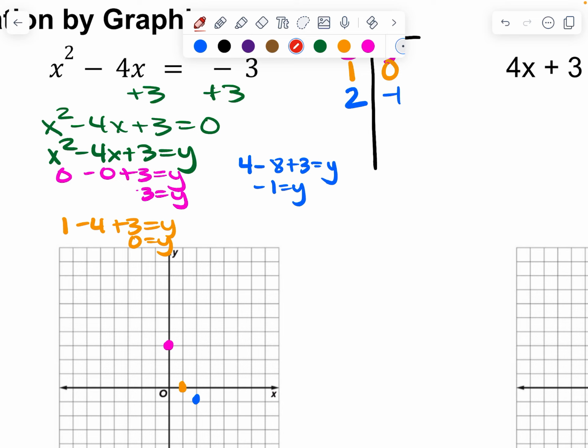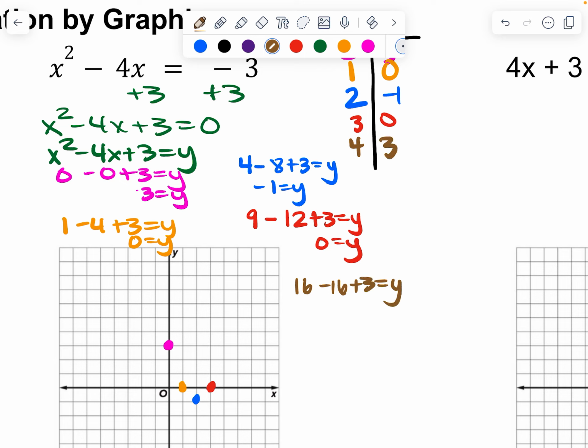We'll do red. I'll do 3. So if I plug in 3, that's going to get me 9 minus 12 plus 3 equals y. That's going to get me 0. So 3, 0. And last but certainly not least, I'm going to plug in 4. I would get 16 minus 16 plus 3 equals y, so that's 3. So that's the point 4, 3.